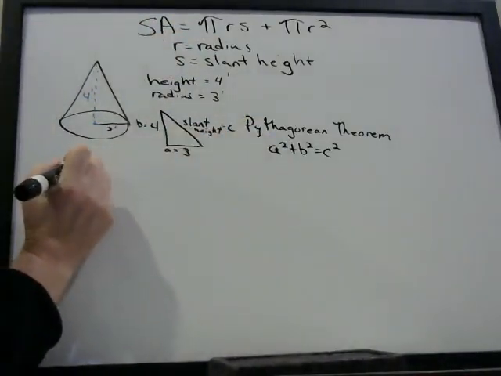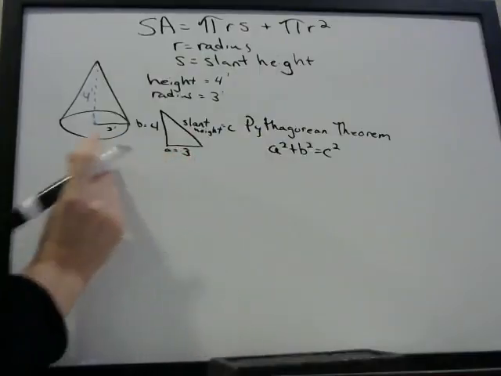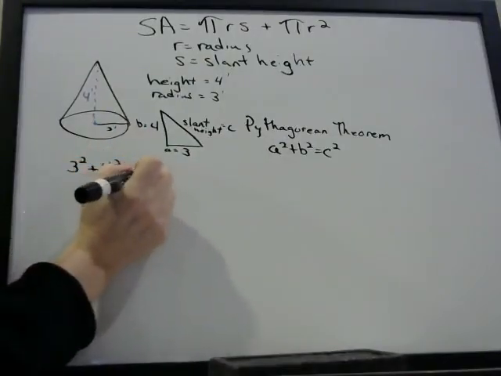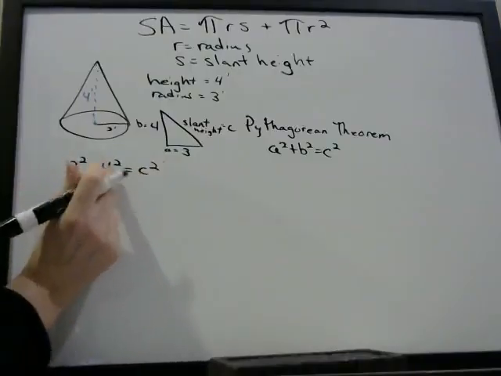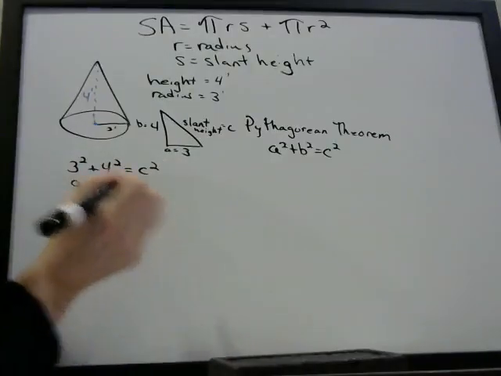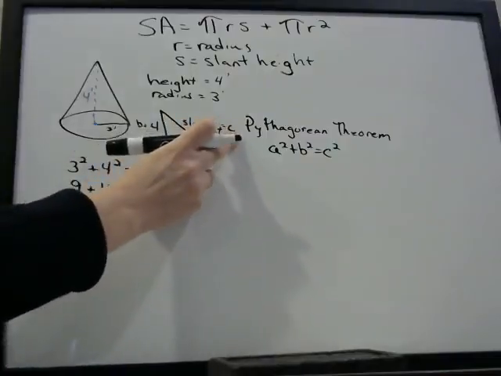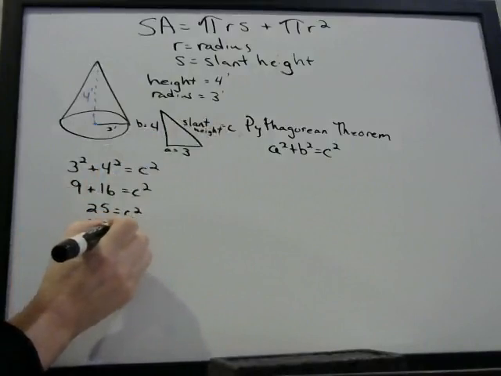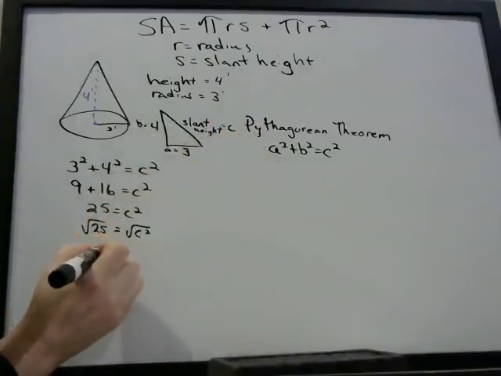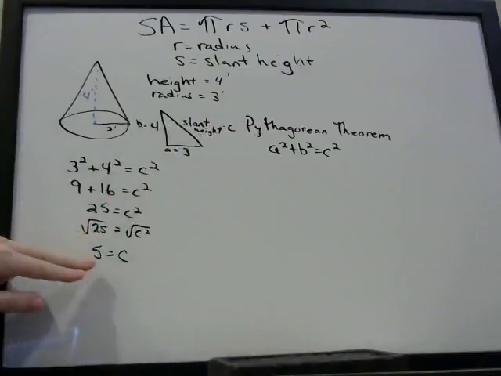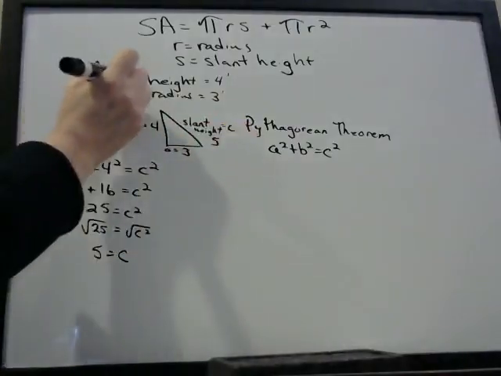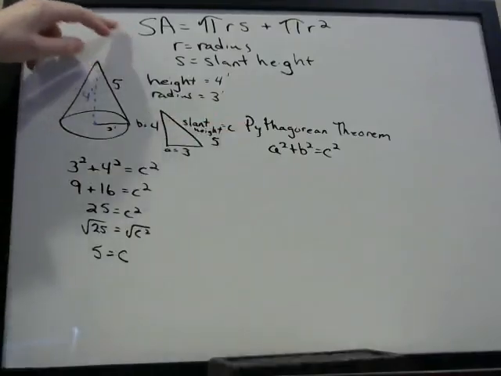So Pythagorean theorem, a squared, a is 3, 3 squared, plus b squared, b is 4, equals c squared. 3 squared is 9, 4 squared is 16, 25 equals c squared. But we don't want c squared, we want c. So we're going to take the square root of each side. Again, watch the video on the Pythagorean theorem if this doesn't make sense to you. So the square root of 25 is 5. So our slant height is 5. So we figured out what our slant height is. So now we can find the surface area of this cone.